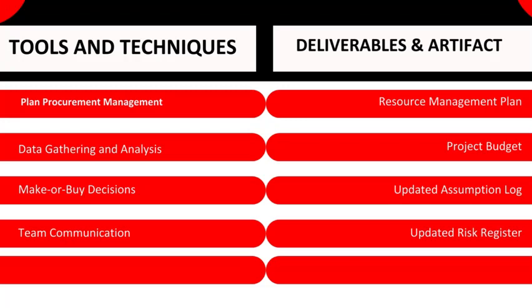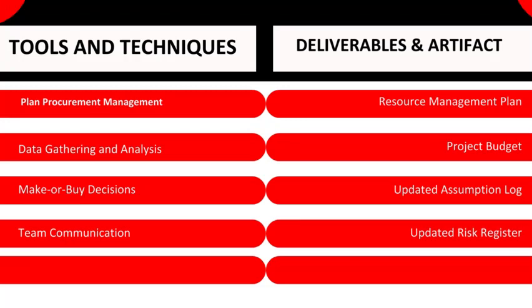Plan procurement management. This process involves documenting the project's procurement decisions, specifying the approach, and identifying potential vendors. It also includes selecting sources based on criteria such as qualifications, cost, quality, and constraints.